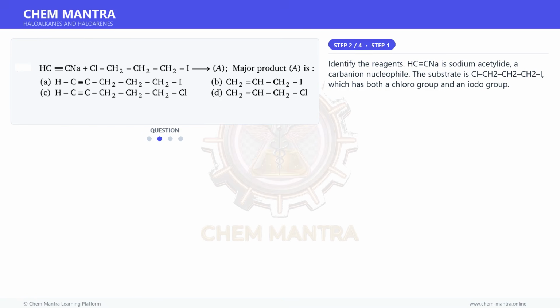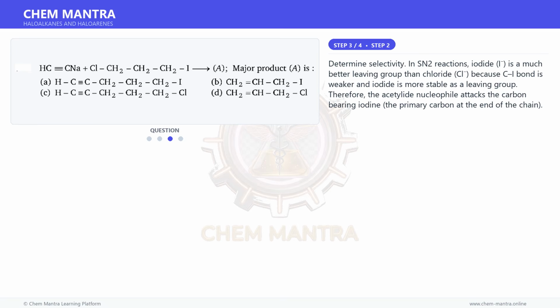Moving on to the next step. Identify the reagents. HC≡CNa is sodium acetylide, a carbanion nucleophile. The substrate is Cl-CH2-CH2-CH2-I, which has both a chloro group and an iodo group. Moving on to the next step.